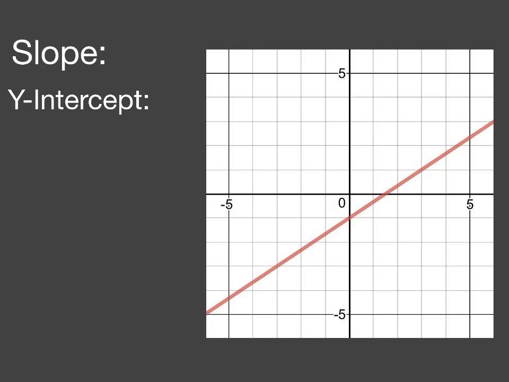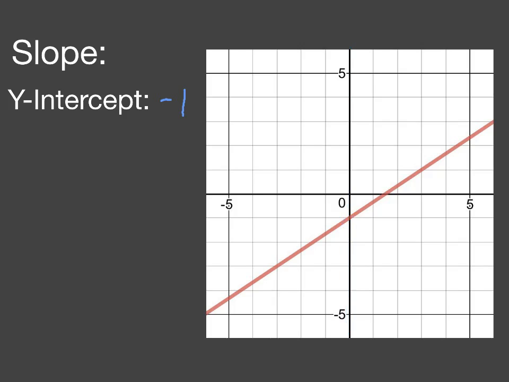Now the y-intercept is probably easier to find than the slope, because all I need to do is look at my y-axis and figure out where my line crosses the y-axis. Well, that's happening right here, which is at -1. So I know that my y-intercept is going to be -1. Now the other thing that I need to find is my slope.